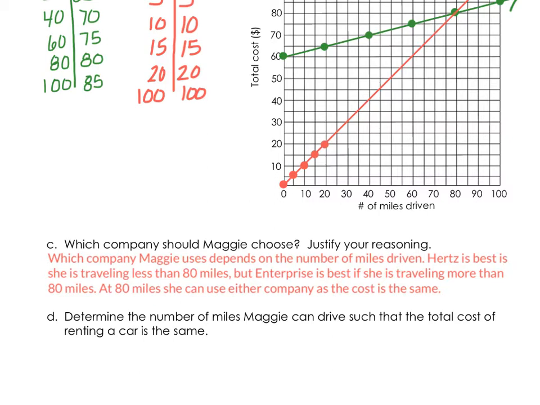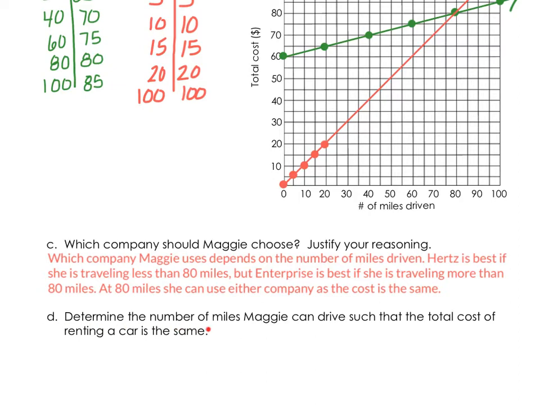Hertz is best if she is traveling less than 80 miles, but Enterprise is best if she is traveling more than 80 miles. At 80 miles, she can use either company as the cost is the same, and I can see that on the graph and also on my tables. Since I used my tables, I can go to an x value of 80 just to make sure that the cost is 80 for each of those, and it is. I could also check by putting them in the calculator and tracing the intersection like we've done in class.